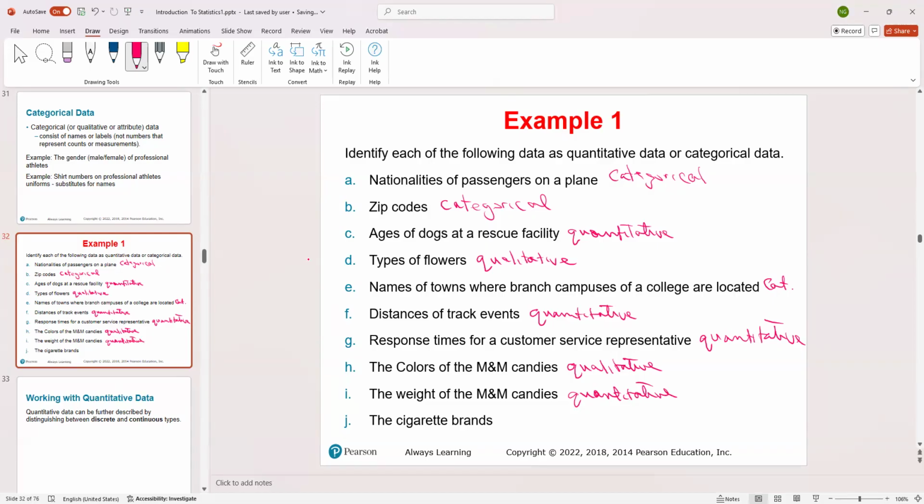And the cigarette brand? Yes, that's categorical or qualitative. Remember, we can say either qualitative or categorical. It all depends on which editions of the book you use, or which book you use directly. They would use categorical more than qualitative, but at the end of the day, they mean exactly the same thing. All right, so that's our first examples.